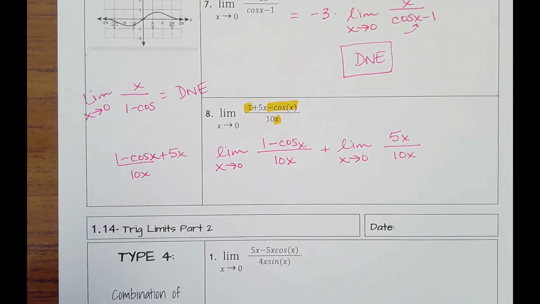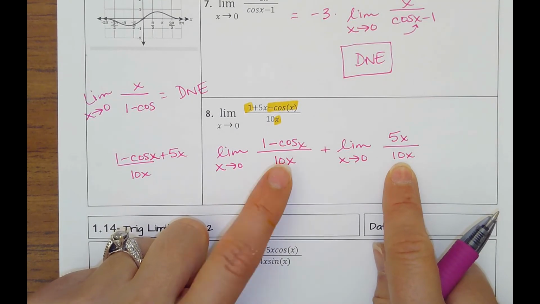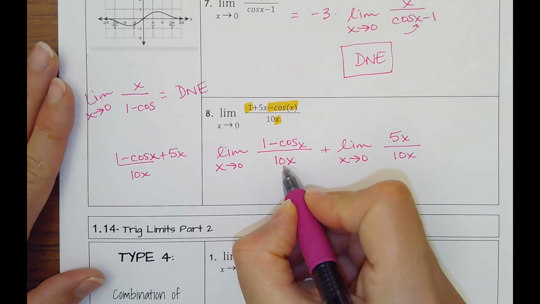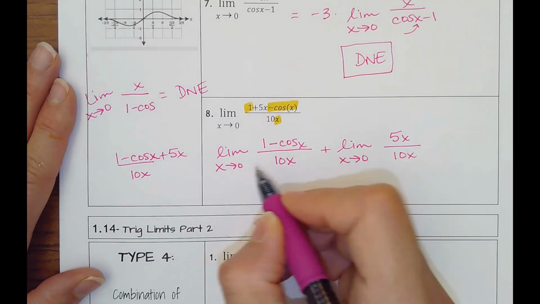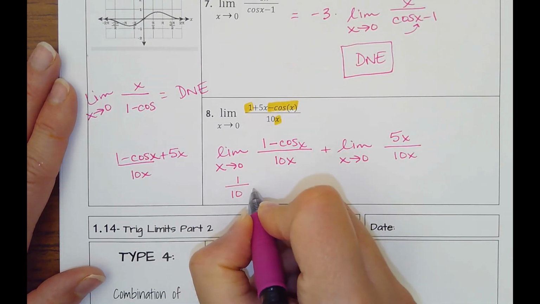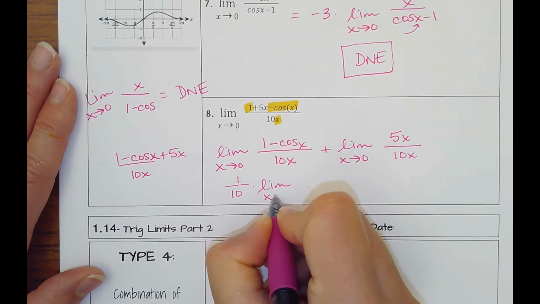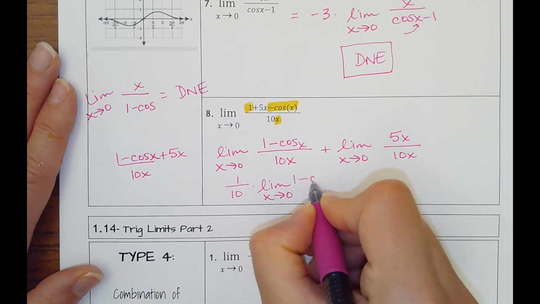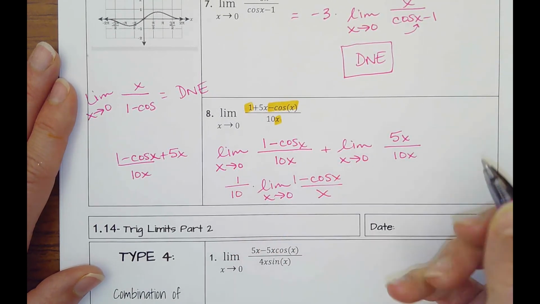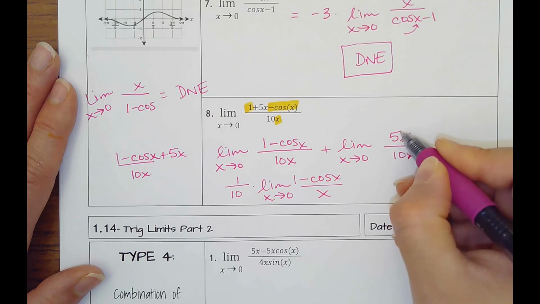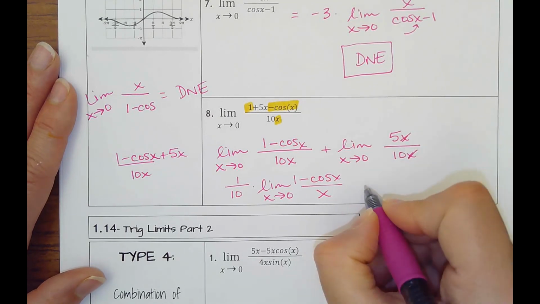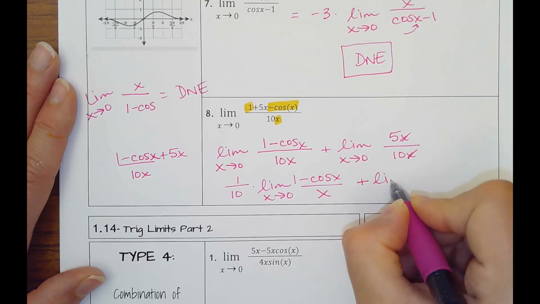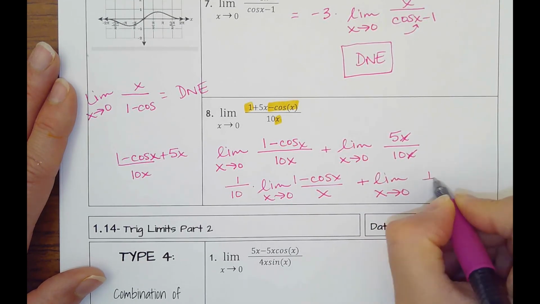So with adding and subtracting in the numerator, you have to keep the common denominator in both fractions when you split them. Okay, so in this one, I don't like the 10 being here, so I'm going to pull out the 1/10 times the limit as x approaches 0 of 1 minus cosine of x over x. And then in this one, I can simplify, and that becomes a half. So really, I can just have plus the limit as x approaches 0 of a half.